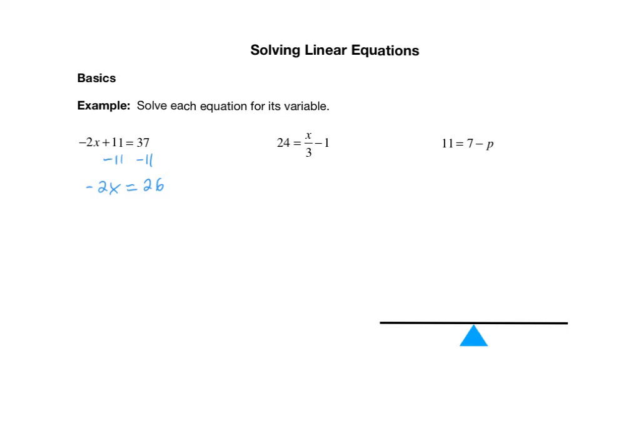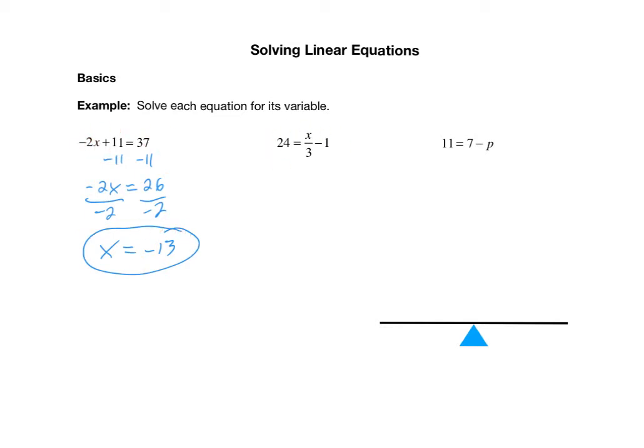Now we will undo the multiplication by -2. To undo multiplying by -2, we would divide both sides by -2. On the left, we get just x, and on the right-hand side, we end up with -13. X equals -13 is equivalent to the original equation, so the solution to this equation is x equals -13.